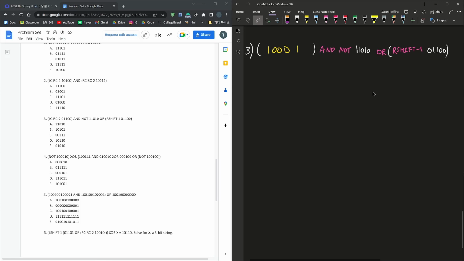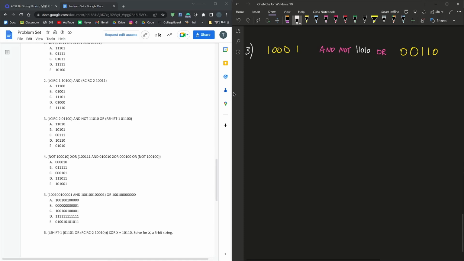Right shift 1, 01100. We have 01100. Let's make 5 spaces. Okay, if we push this to the right, we see that this 0 goes out of place and this is blank, so we replace it with a 0. So we can replace this function with the answer. Okay, so then just to decrease confusion, we'll get rid of the parentheses now.